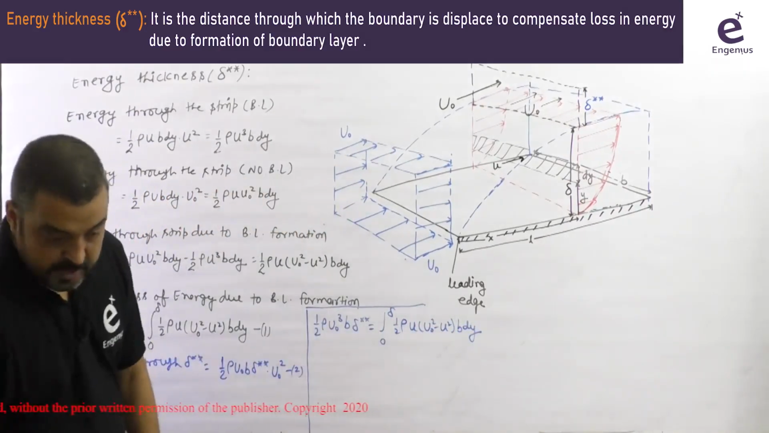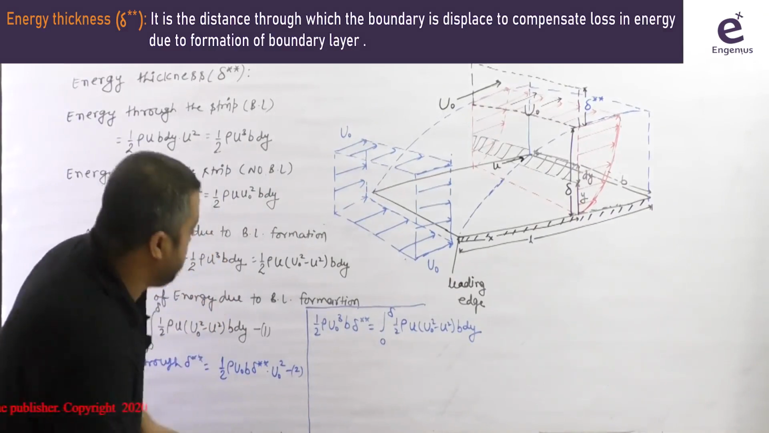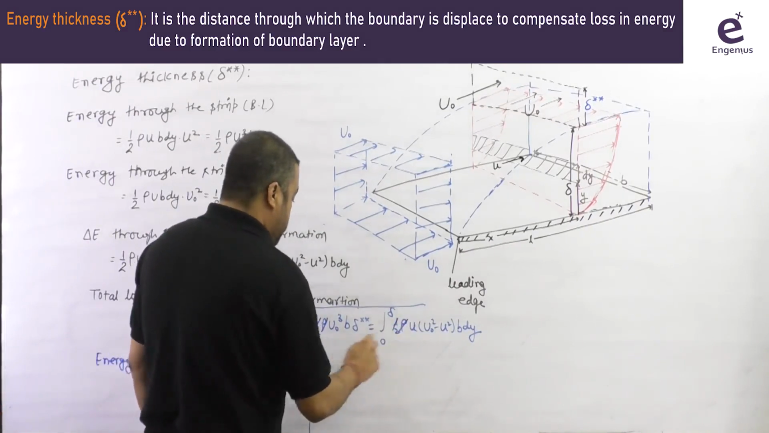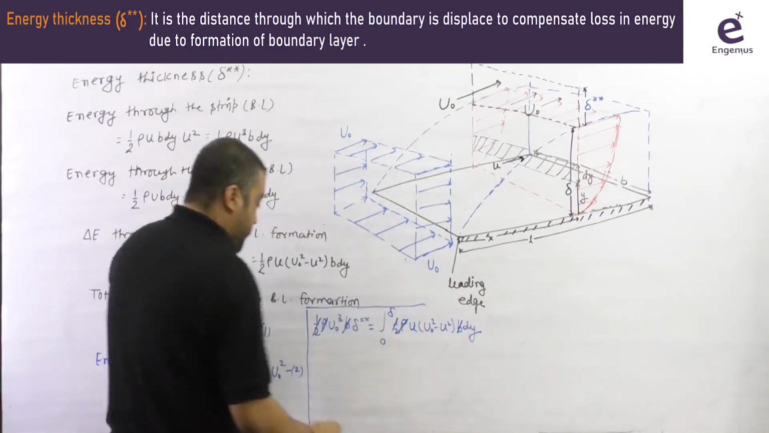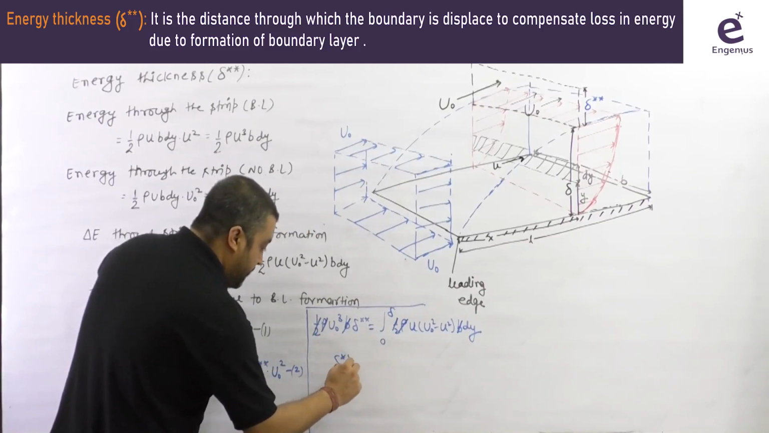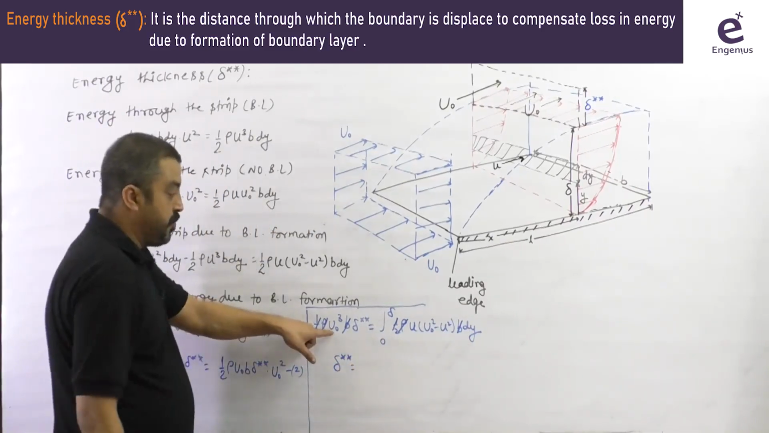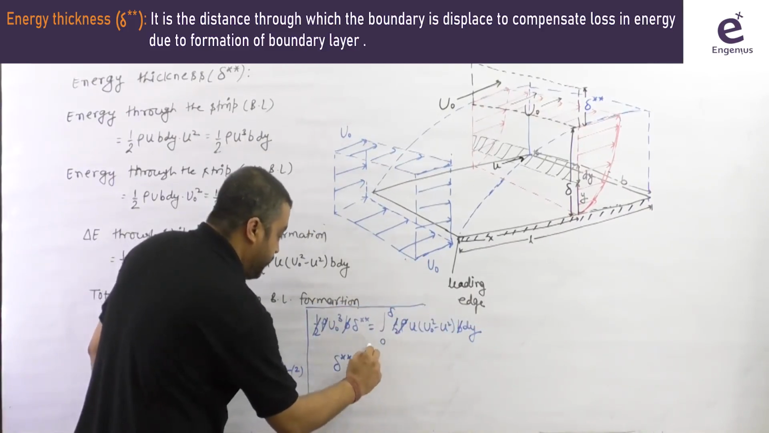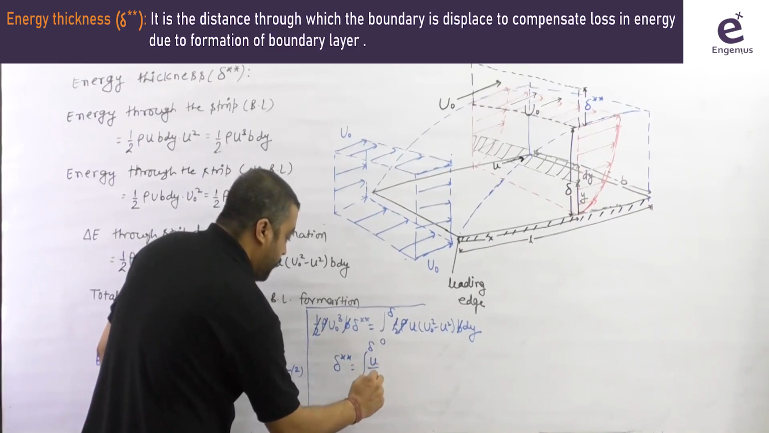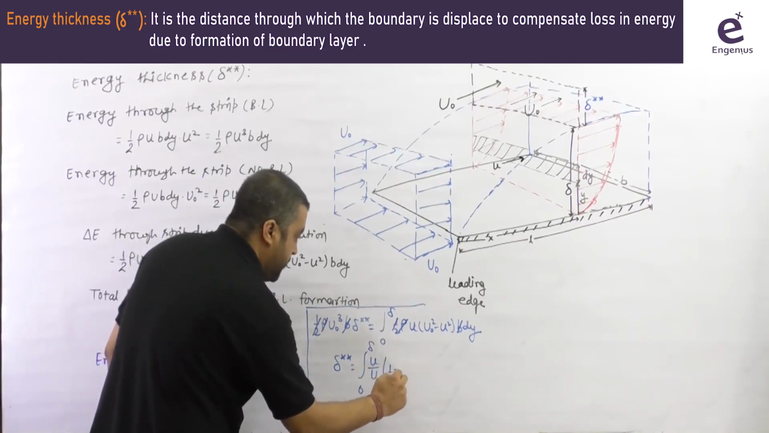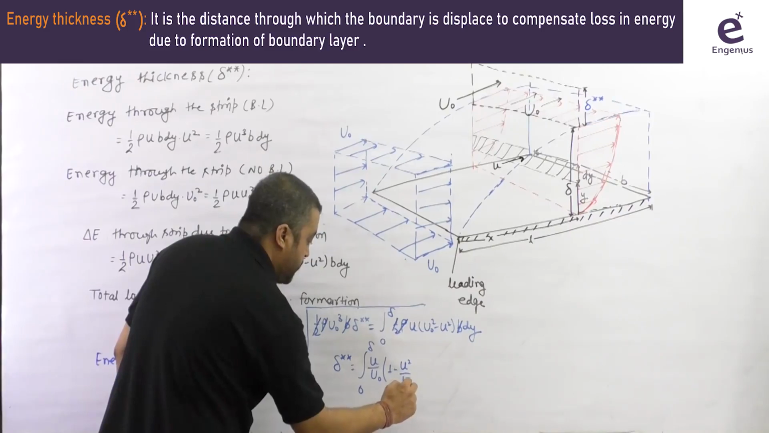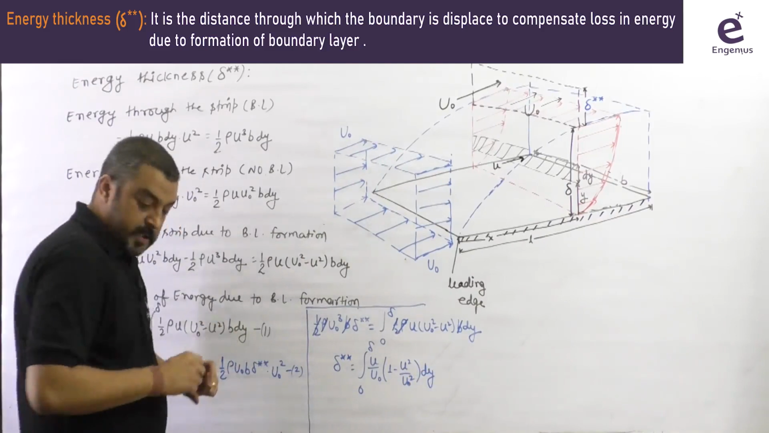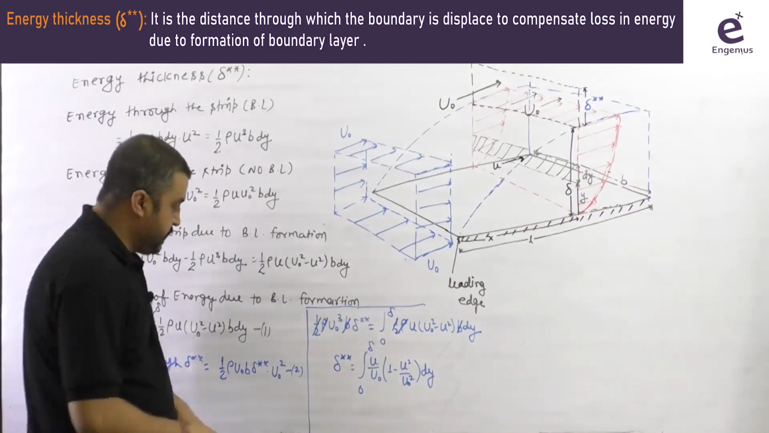From here, 1/2 is common, rho is common, b is common and goes out. Now delta double star will be equal to, taking one u naught from the u naught cube and u naught square inside, the integral from 0 to delta of u by u naught into (1 minus u square by u naught square) dy, and this becomes our formula for the energy thickness.